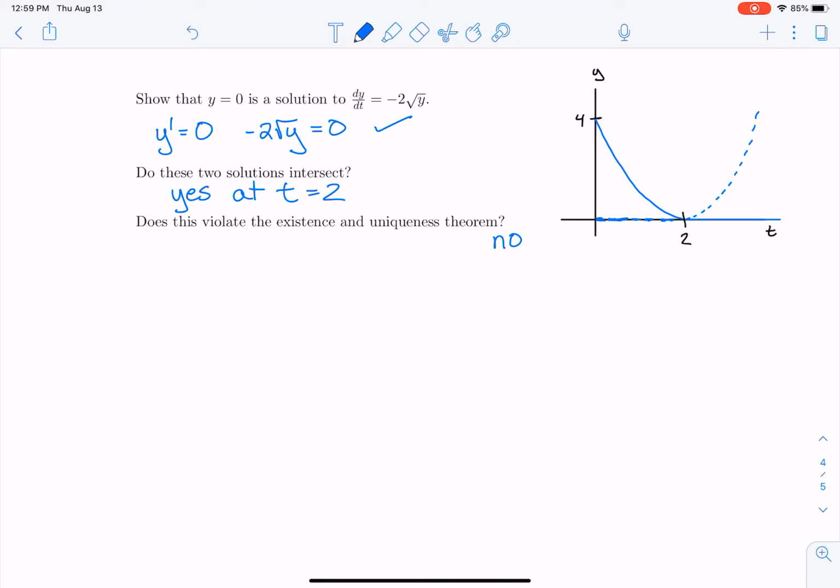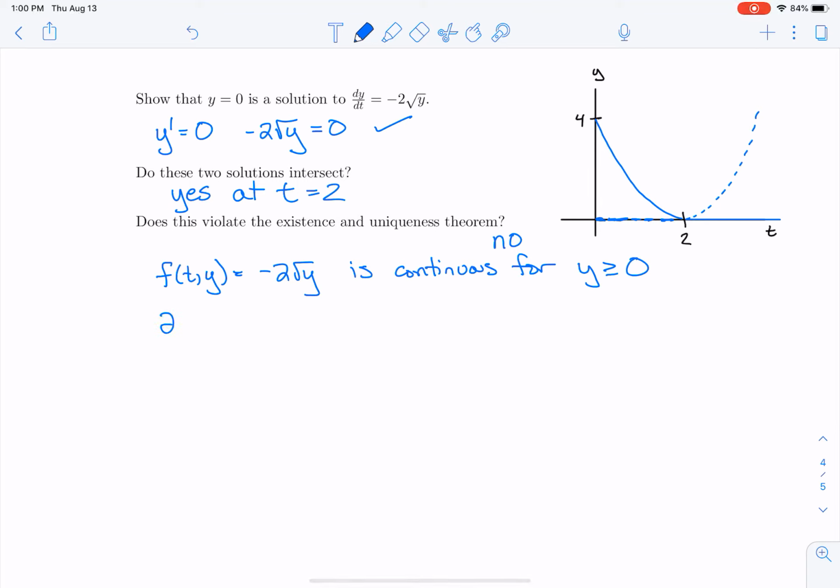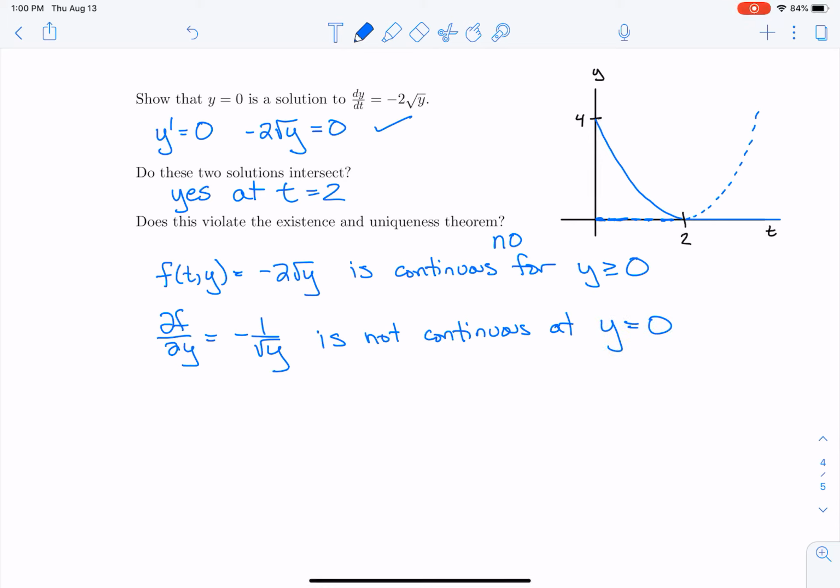Why is that? Well, we have that f of t, y, the right-hand side, which is negative 2 square root of y, is continuous when y is bigger than or equal to 0 at least. And that's where our solutions exist. But the derivative of f with respect to y is actually negative 1 over the square root of y, and that is not continuous at y equals 0. And notice that's exactly where our intersection occurs, right here at y equals 0. And so we have two solutions that intersect at y equals 0, and so we are not guaranteed uniqueness at y equals 0.